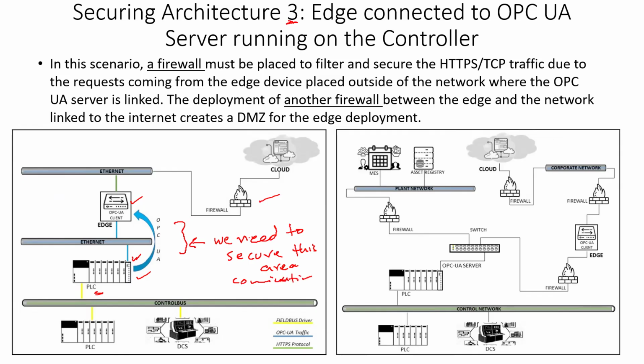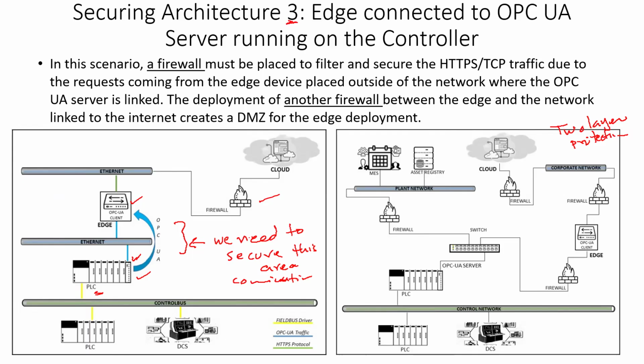And so the goal is to create a dedicated DMZ zone for the edge deployment. And this ensures that all the traffic to and from the controller is inspected, filtered, and isolated properly. So here we have a two-layer protection.